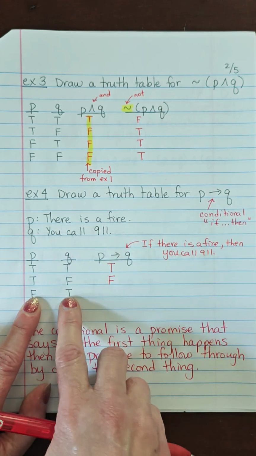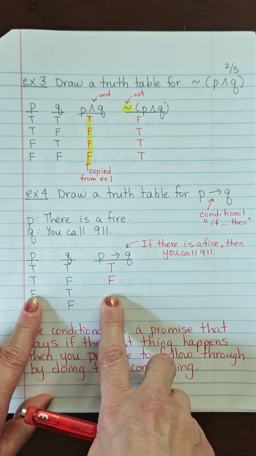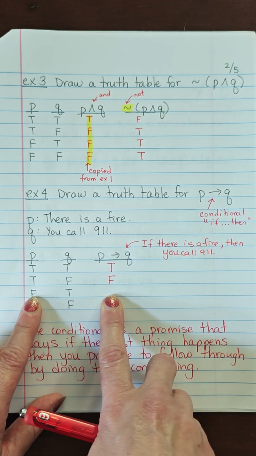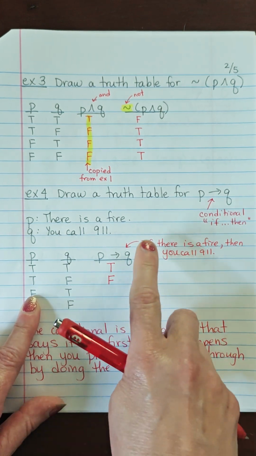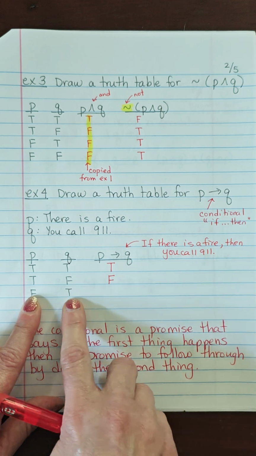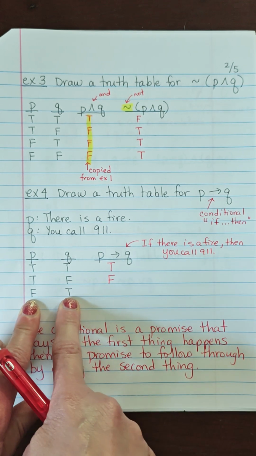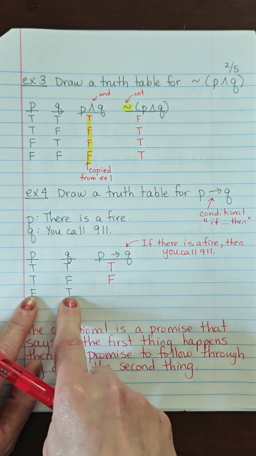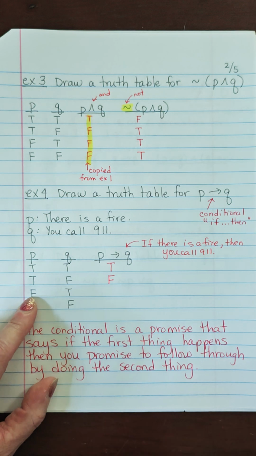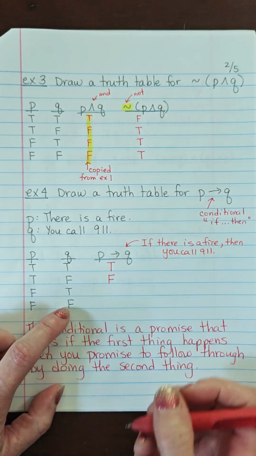True means you called 911. Did you break your promise? No, your promise only holds that if there is a fire, then you call. This just says, hey, there wasn't a fire to begin with. You just happened to call 911. Maybe there was a different emergency. Maybe you had another reason for calling 911. Who knows? Maybe you just wanted to know what time it is.